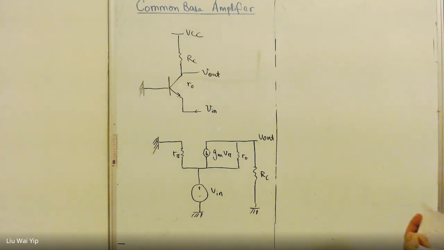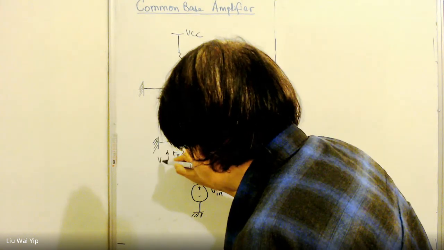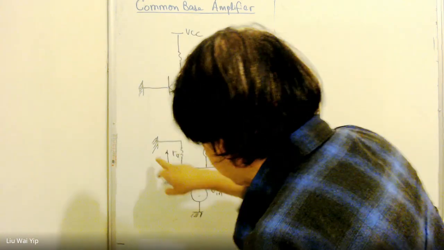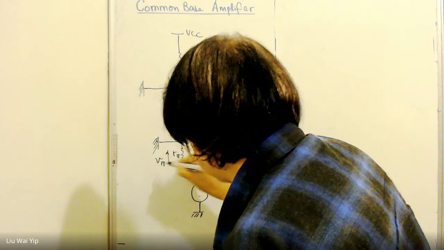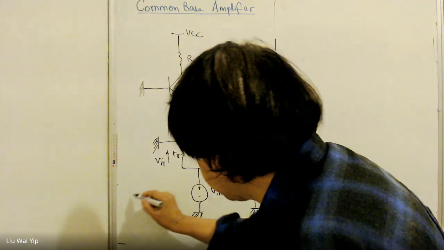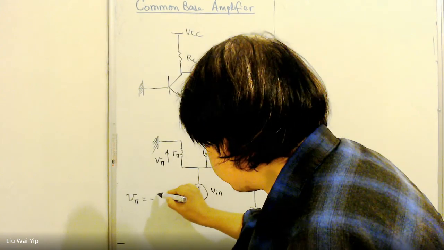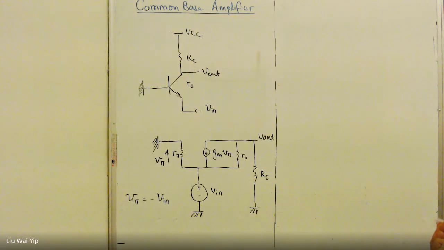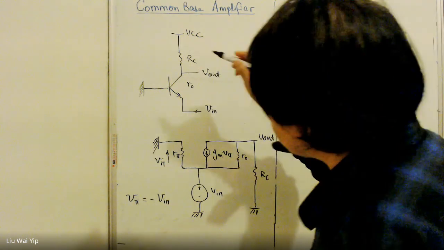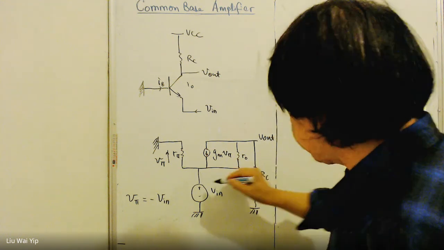The next thing is to analyze the circuit. Vpi here represents the voltage Vpi here. And based on my direct observation, Vpi is actually equal to negative Vin. So Vpi is equal to negative Vin. The base current will remain insignificant as compared to the emitter current.